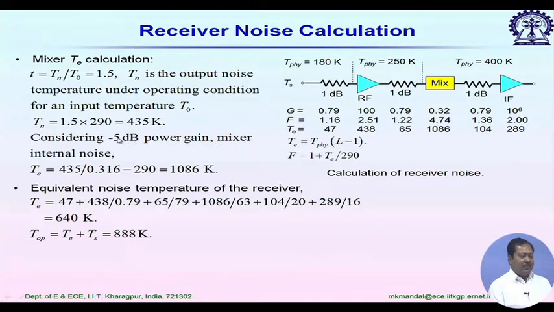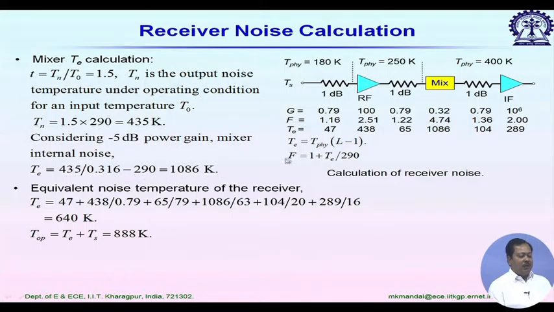We are considering power gain, so minus 0.5, then you take 10 to the power. So TE becomes 435 divided by this factor, power gain 0.316, minus the reference value 290. So it is equal to 1086.